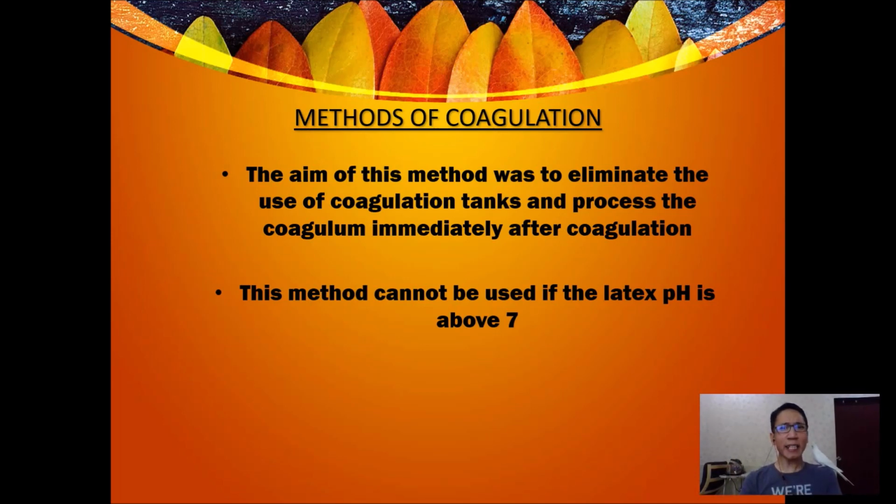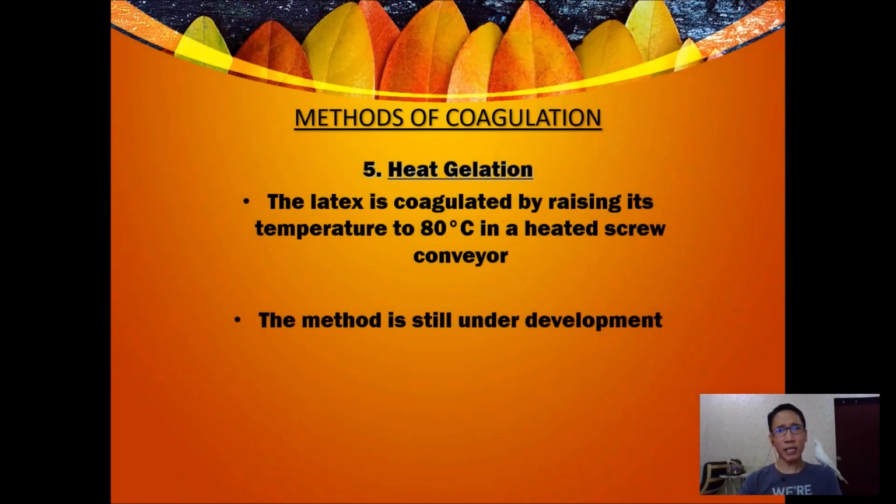However, this method cannot be used if the latex pH is above 7. This is the critical condition that has been established by RRIM, and it requires latex pH below 7. So you need to control the pH so that it's not above 7. Okay. The final process, which is the heat gelation. The latex is coagulated by raising its temperature to 80 degrees Celsius in the heated screw and conveyor. This heat gelation is not vastly used in industry because it's still under development, but it shows that at 80 degrees Celsius, the latex starts to coagulate. How does it actually happen? Because at this temperature, it starts to eliminate huge amounts of water in latex, and the latex starts to become highly viscous, or what we call gelation, and eventually it might promote a coagulation process.